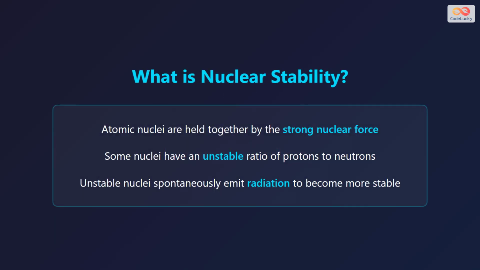Let's begin by understanding nuclear stability. Inside every atom, the nucleus is held together by an incredibly powerful force called the strong nuclear force. However, not all nuclei are created equal. Some have an unstable ratio of protons to neutrons, making them inherently unstable. These unstable nuclei don't remain in this high-energy state forever. Instead, they spontaneously emit radiation as a way to transform into a more stable configuration.